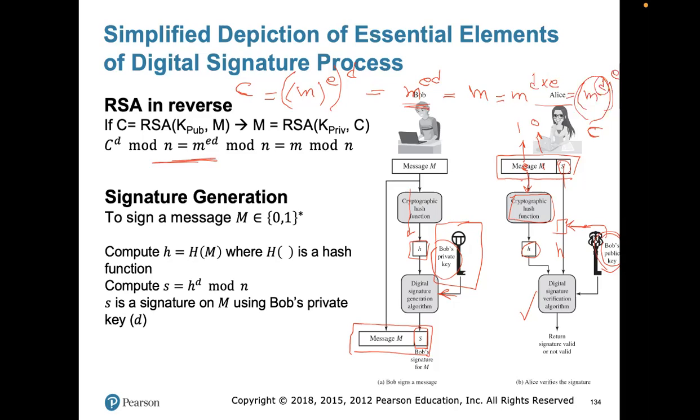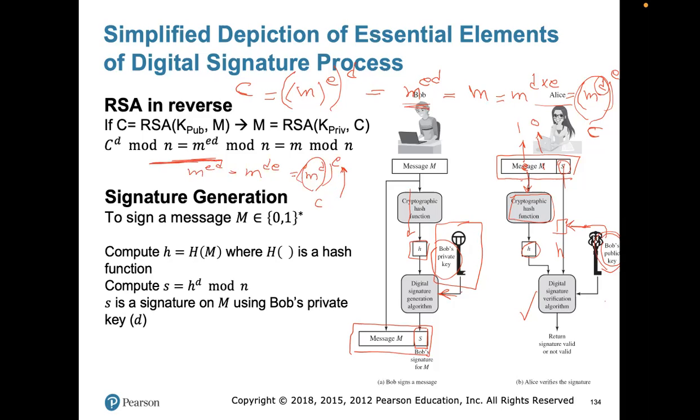So the reason this algorithm works is that we have this math equality here: m to the power of ed equals m to the power of de, and we can write it as m to the power of d to the power of e. And if I consider this as a ciphertext, this means that I have encrypted the message using the private key. And now I can decrypt it using the public key. So this is a feature that we have for asymmetric encryption algorithms.